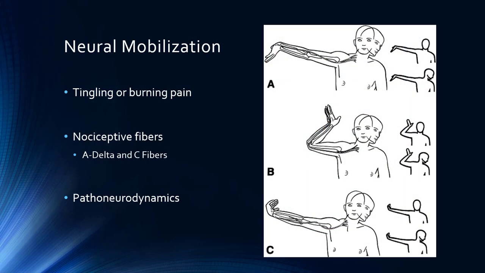Pain can be referred from nerve or tissue injury and follows pathways. It is described as tingling or burning. Pain can also jump from one area to another. Peripheral afferent nerve fibers carry painful signals and are called nociceptive fibers.